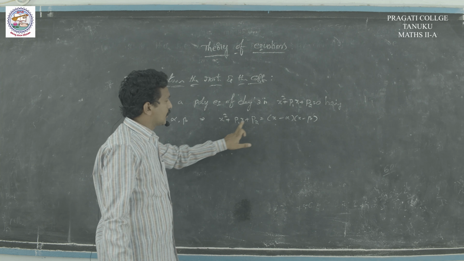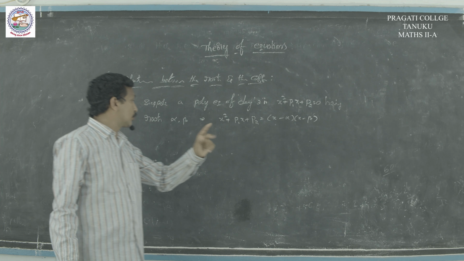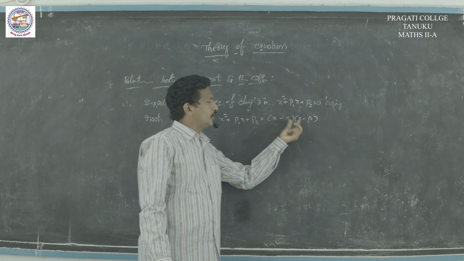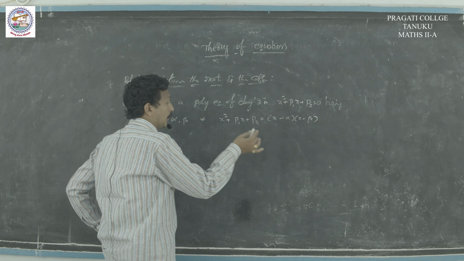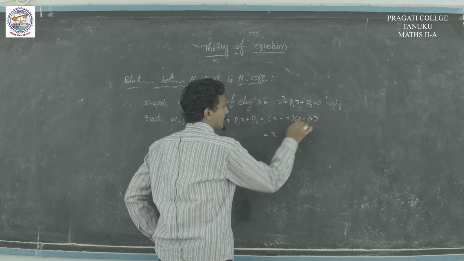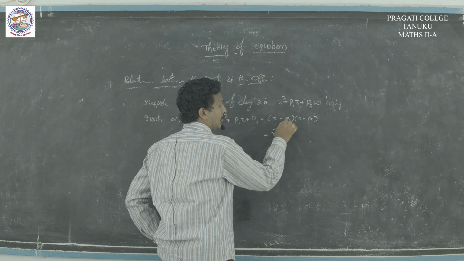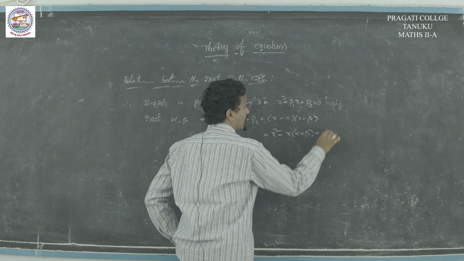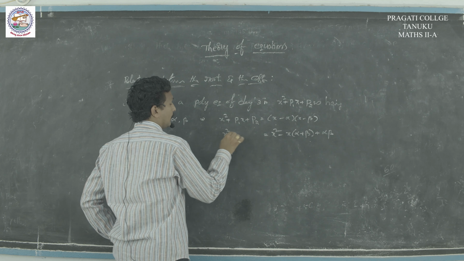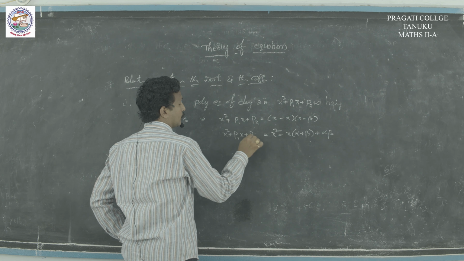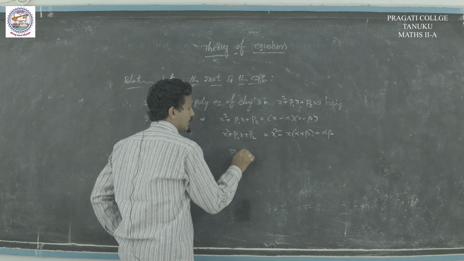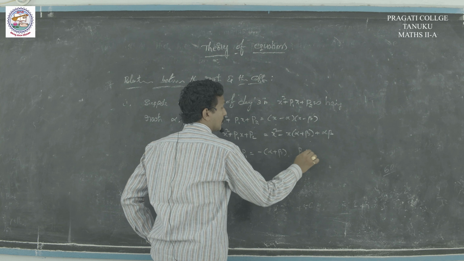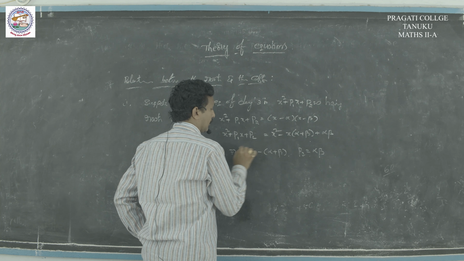X square plus p1x plus p2. It is a quadratic equation. Then there are two roots. One is alpha and another one is beta. Two roots means x minus alpha into x minus beta is the quadratic equation. Multiplying and comparing: x into x, x square, x into minus beta, minus x beta, minus alpha x. It can be written as x square minus x into alpha plus beta plus alpha beta. It is equal to x square plus p1x plus p2. Implies p1 is equal to minus of alpha plus beta, p2 is equal to alpha beta.